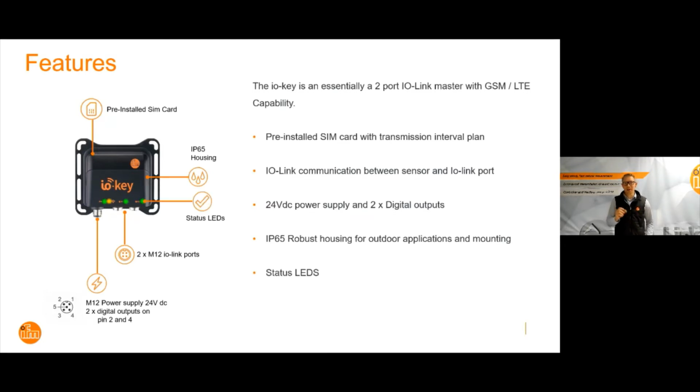Okay, then we also have status LEDs on the Ioke. These LEDs are utilized for indicating to us if there's power on the unit, if there's network connectivity, and also the status of our sensors' connectivity to the cloud. So there's two LEDs for the sensors. If these LEDs are on, then we know that we've got connection to the cloud for these two sensors.